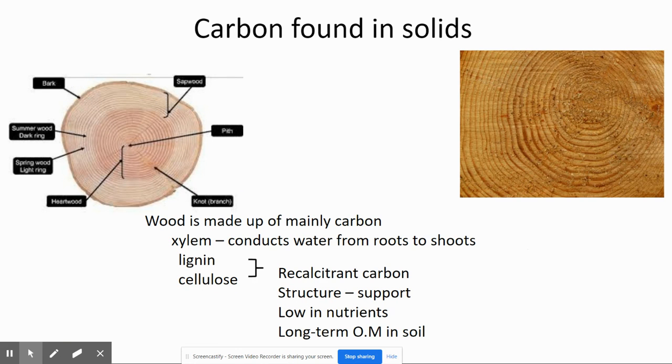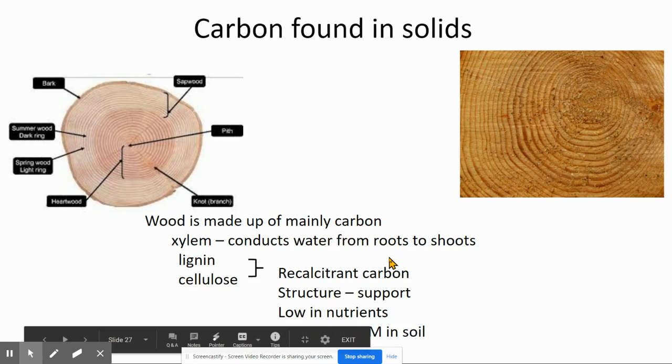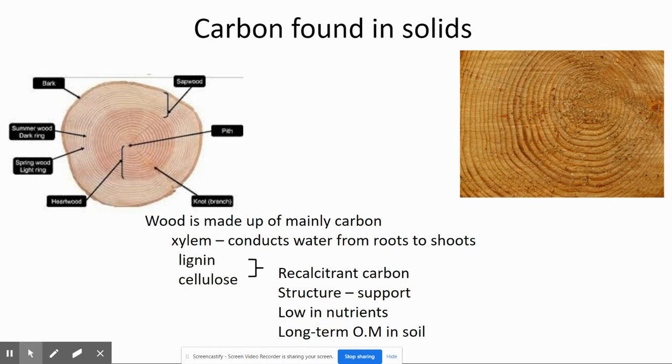Carbon, basically wood is made up of hydrogen and carbon, which kind of makes it combustible. So people burn wood, but it is recalcitrant, right? It actually doesn't break down as easily as the others. It's good for structure and support, like you build houses out of it. It's low in nutrients, and when it goes into the soil and decomposes, it becomes a major part of organic matter. And organic matter is important because that's where the bacteria and all the good stuff actually lives.